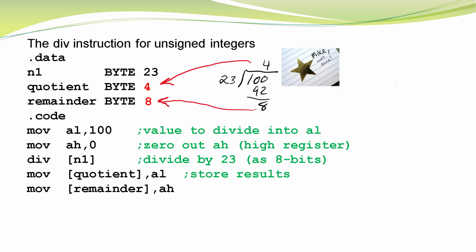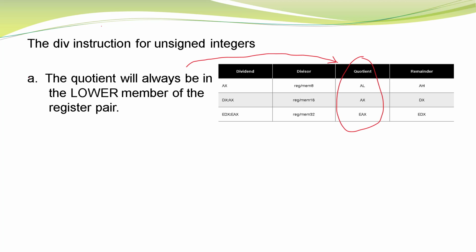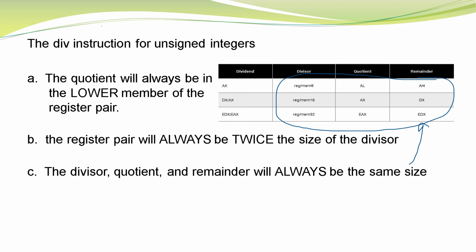There are a couple of important points to remember. First, remember the quotient will always be in the lowest member of the register pair. That means either AL, AX, or EAX. Next, the register pair will always be twice the size of the divisor. So if you want to divide by an 8-bit number, the register pair would be 16 bits big. Last, the divisor, quotient, and remainder will always be the same size.